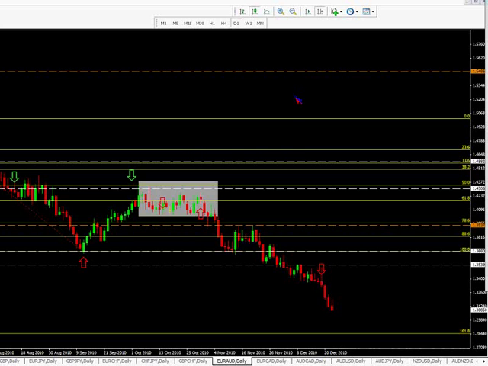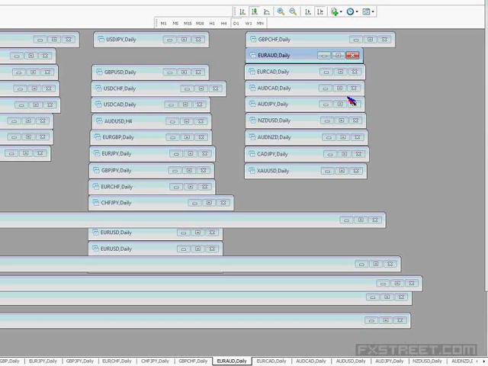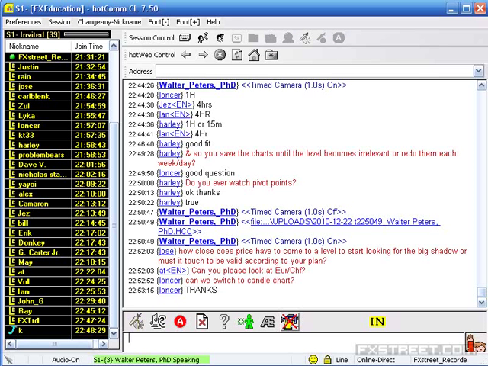Jose says, how close does price have to come to a level to start looking for a big shadow, or must it touch it to be valid according to your plan? The leeway I have is going to vary depending on the time frame, Jose, which is a good question. On a daily chart, I might have 20 or 30 pips cushion, where if it gets within 20 pips, it's counted as a touch. Whereas on a 1 hour chart, it might only be like 5 pips or something like that.